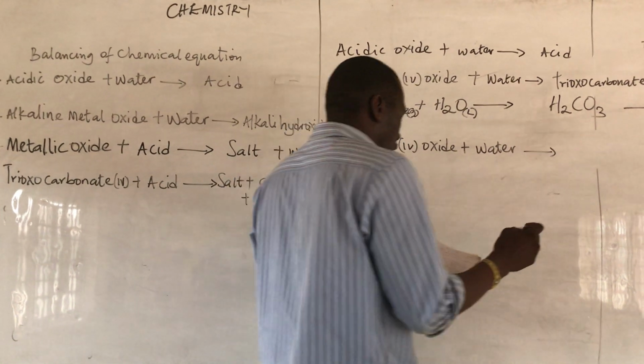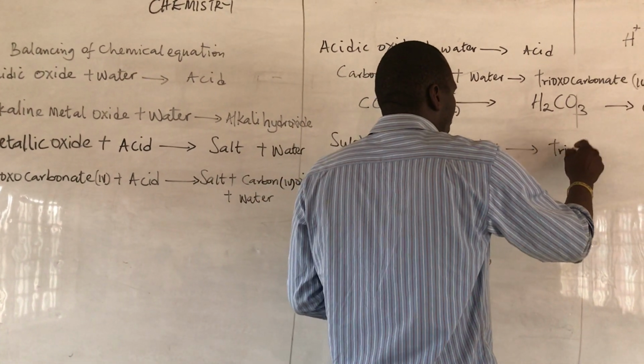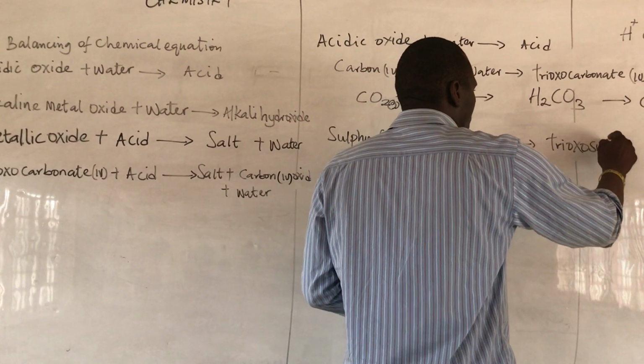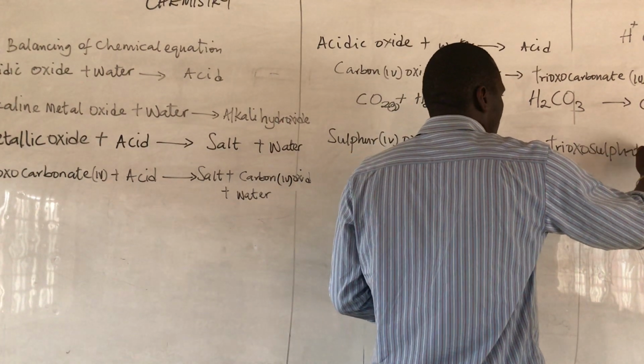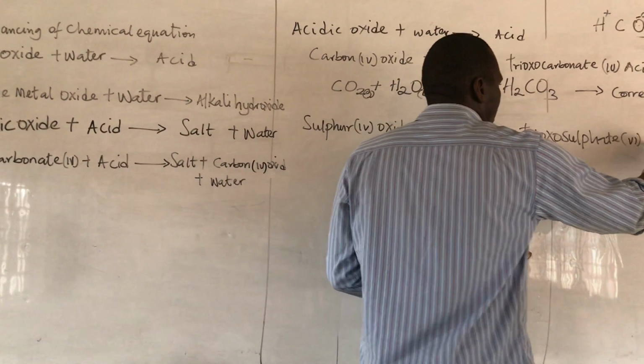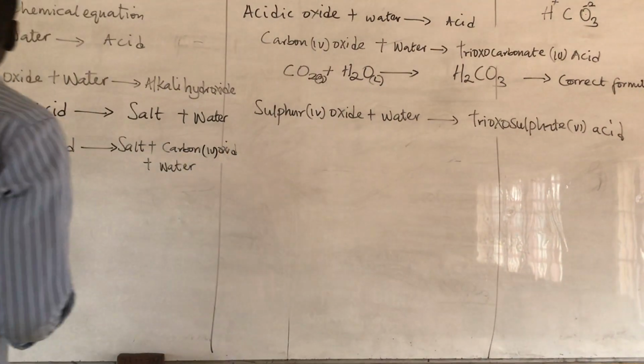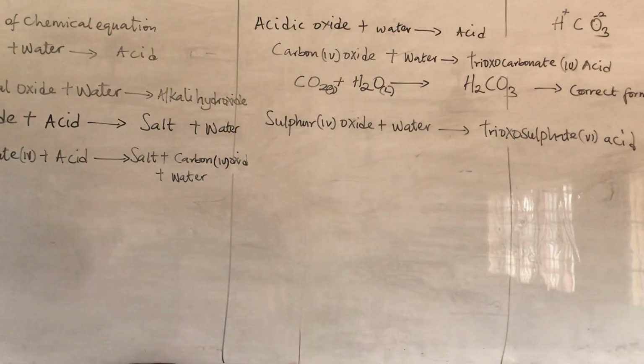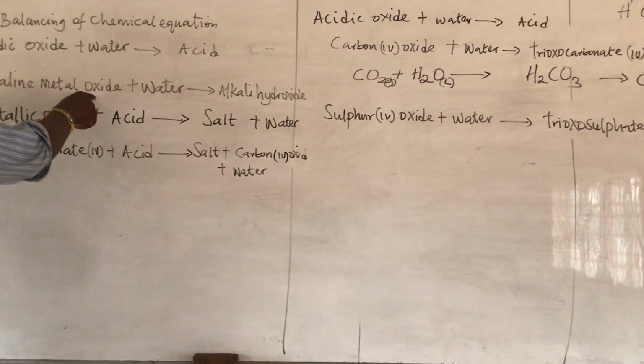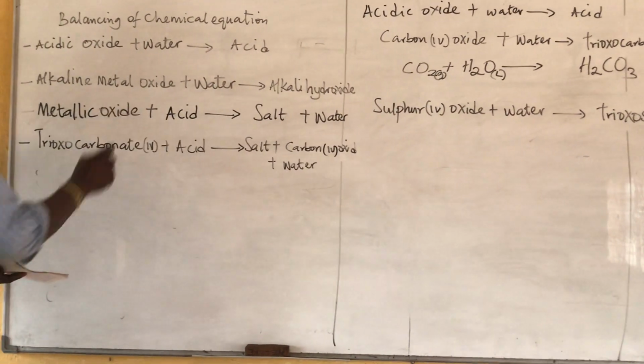Sulfur(IV) oxide plus water to give you trioxosulfate(IV) acid. Drop your formula, the correct equation for me. Let's quickly move on. Alkaline metal plus alkaline metal oxide.